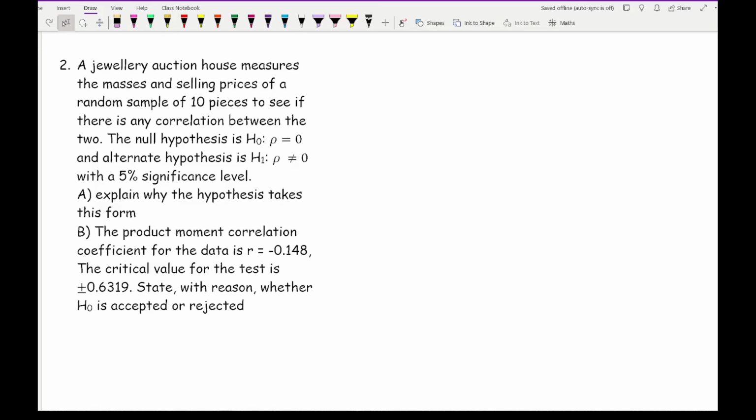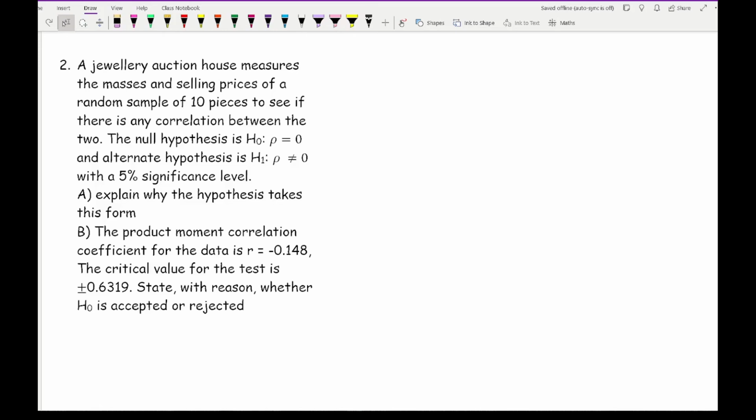And B: the product moment correlation coefficient for the data is where r is equal to minus 0.148. The critical value for the test is plus or minus 0.6319. State with reason whether H0 is accepted or rejected.